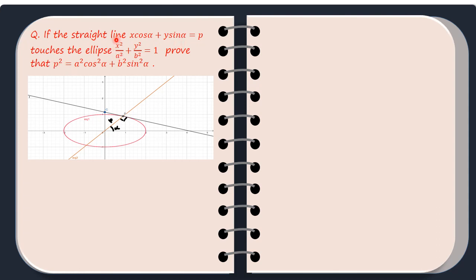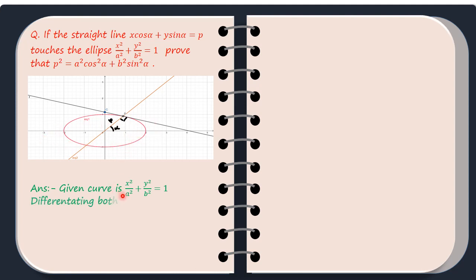Touches the ellipse x square by a square plus y square by b square is equal to 1, that is the general equation of an ellipse. Then you need to prove this condition, p square is equal to a square cos square alpha plus b square sin square alpha. Now the same approach: what information you have and what you have to show. You have the general equation of the ellipse. Here I am taking a particular curve; you can take any ellipse.